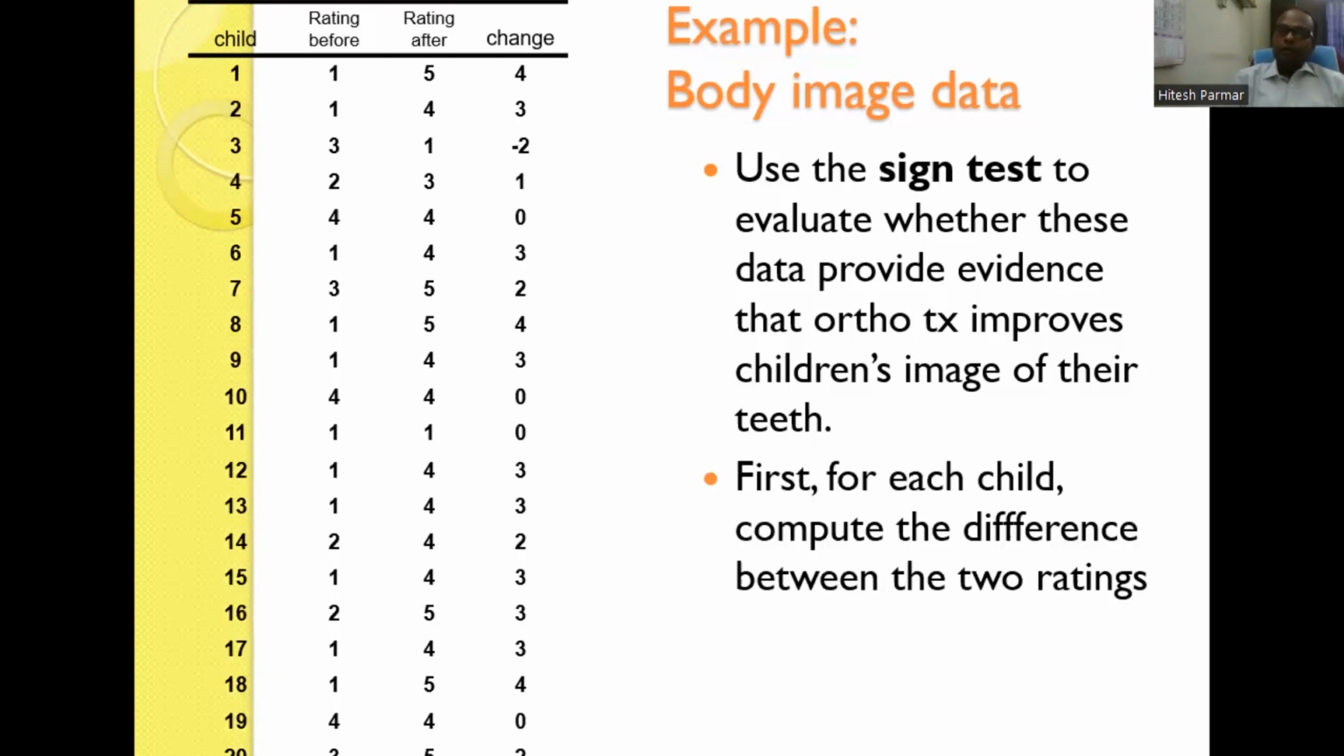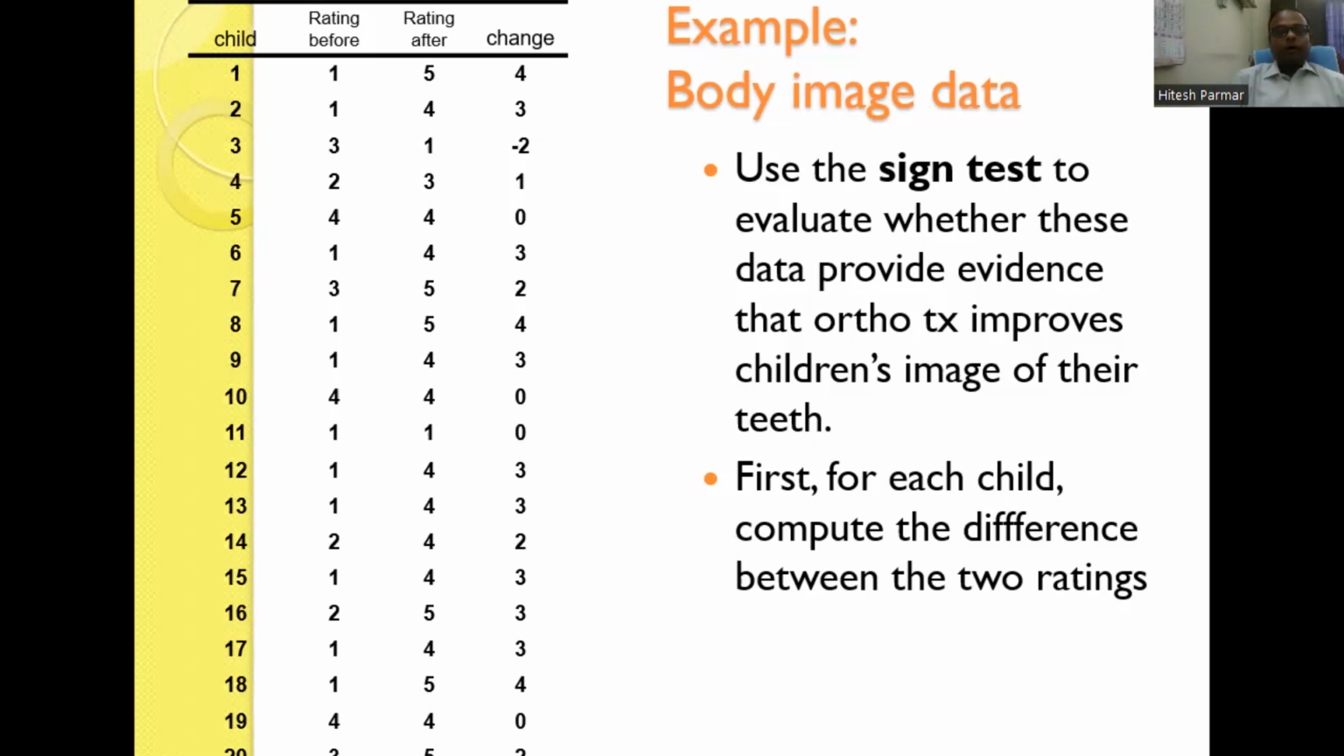How does the software calculate the sign? The change is measured. Change means after rating minus before rating. So 5 minus 1, it is 4 for the first child. For the second child, 4 minus 1, so 3. 1 minus 3, so minus 2, like that.